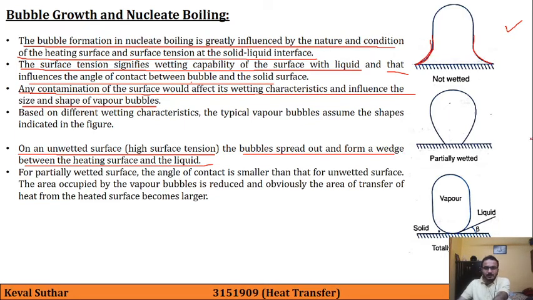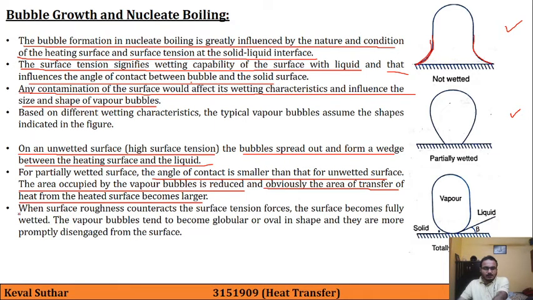Next is the partially wetted surface, that is this case, the angle of contact has reduced and it is smaller than for the unwetted surface. And here the area which is occupied by the bubble is reduced. So if you see, the area occupied in the not wetted case was more, and in partially wetted it is less. And obviously here the area of heat transfer from the heated surface becomes larger.